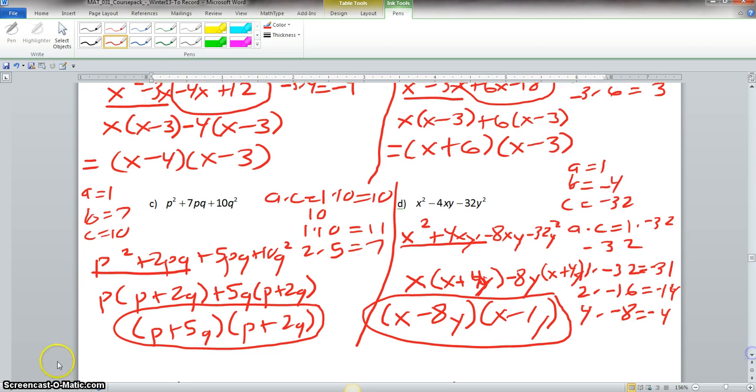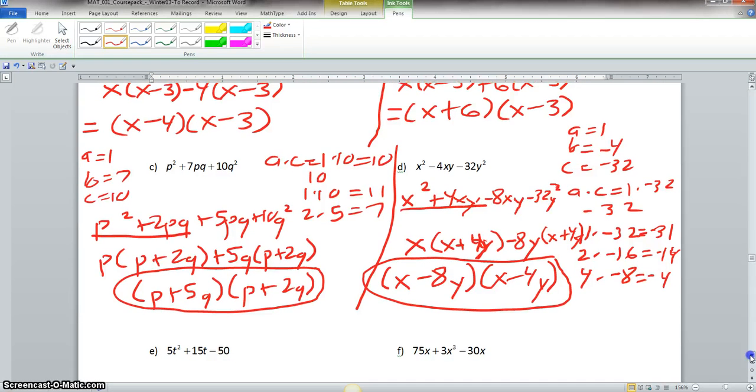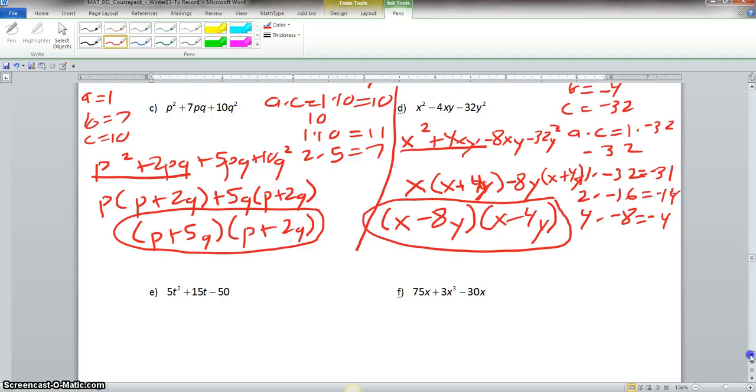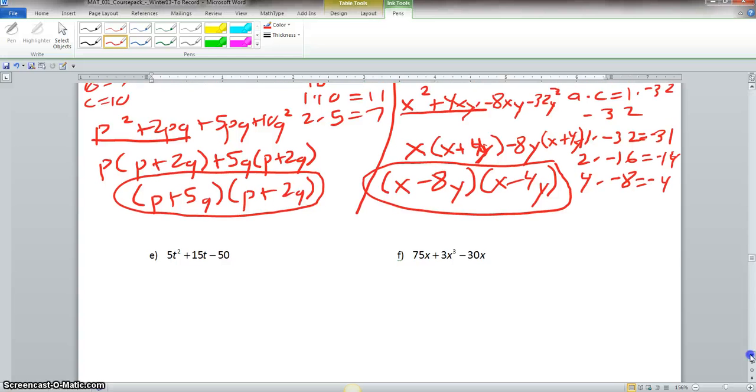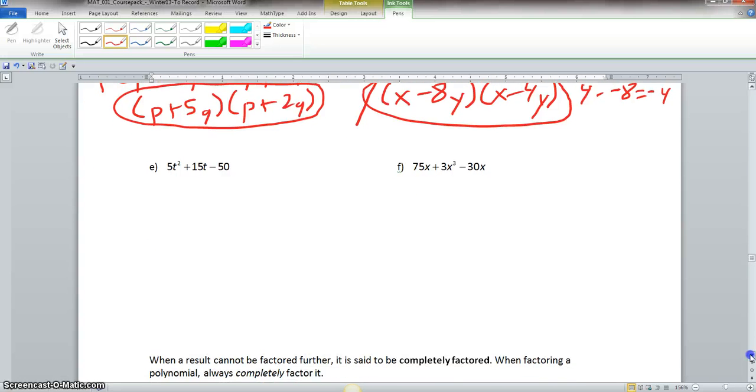Okay, now we're going to scroll down to the last two questions of this exercise. Now, this is very, very important, E and F. Now, this brings on another dimension for us with these problems.